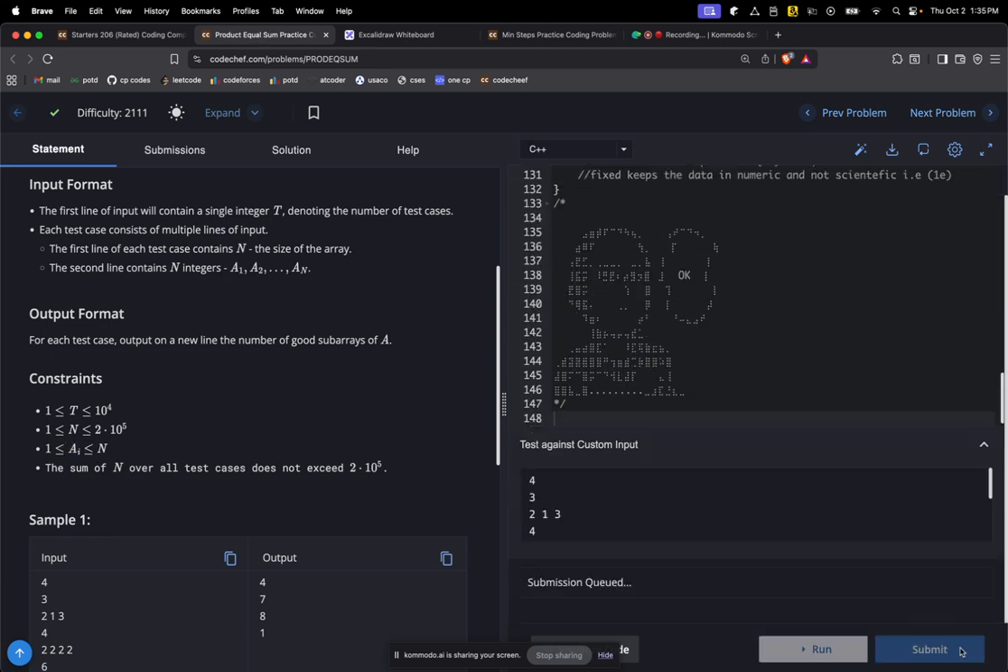So we'll submit this and show you that this works. This again is a very complex solution. I think there are easier solutions.